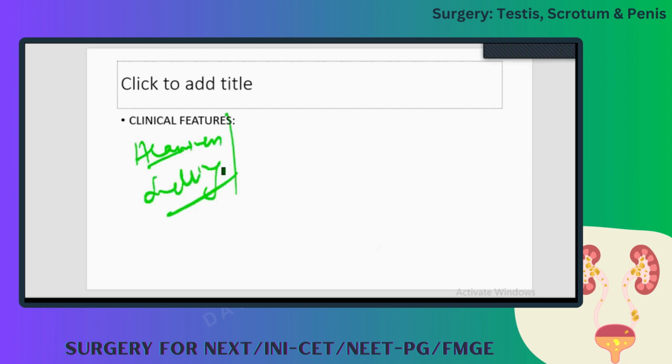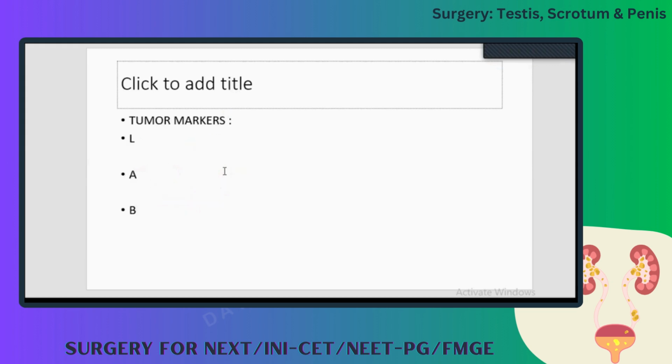And the sensation of the testis is lost. Normally, anybody can tell me what is that sensation of the testis known as? If you press a testis, what is that sensation the patient will feel? Sickening sensation. Loss of this sickening sensation also is a sign of testicular tumor. Okay, 3 things: heaviness of the scrotum, swelling of the scrotum, and loss of this sickening sensation.